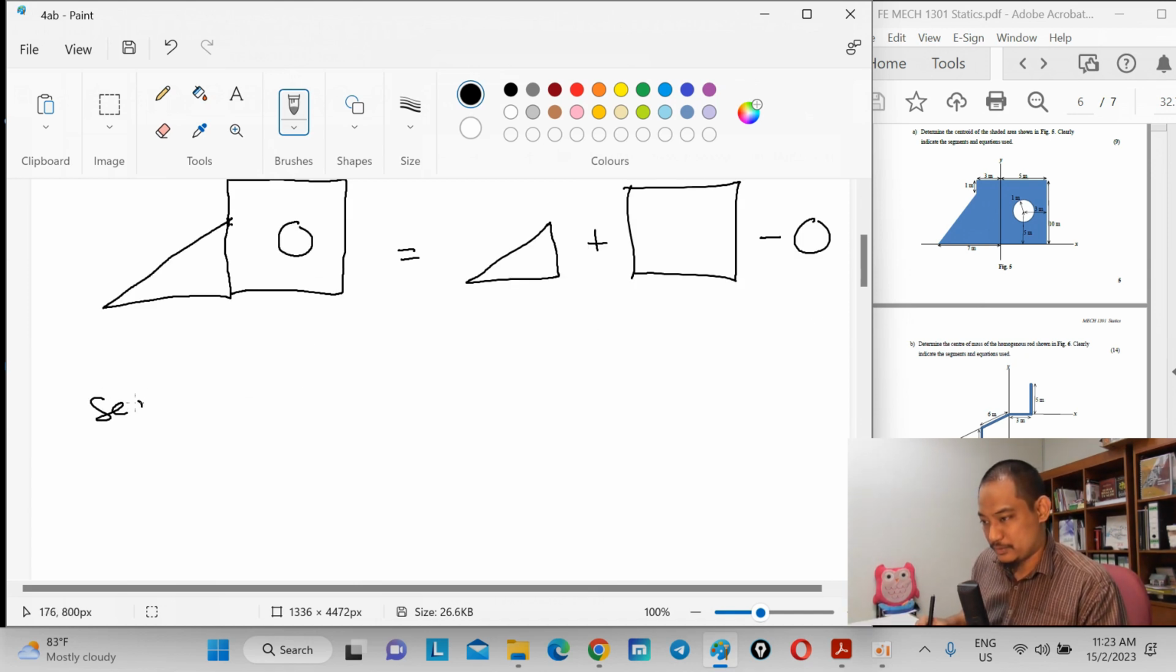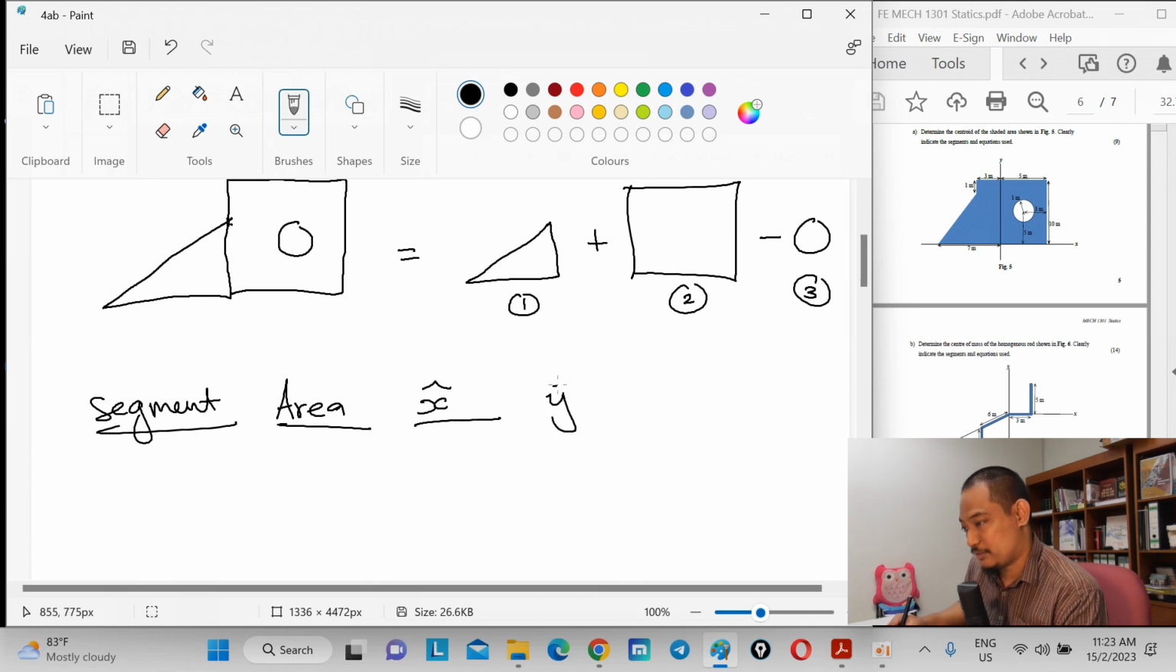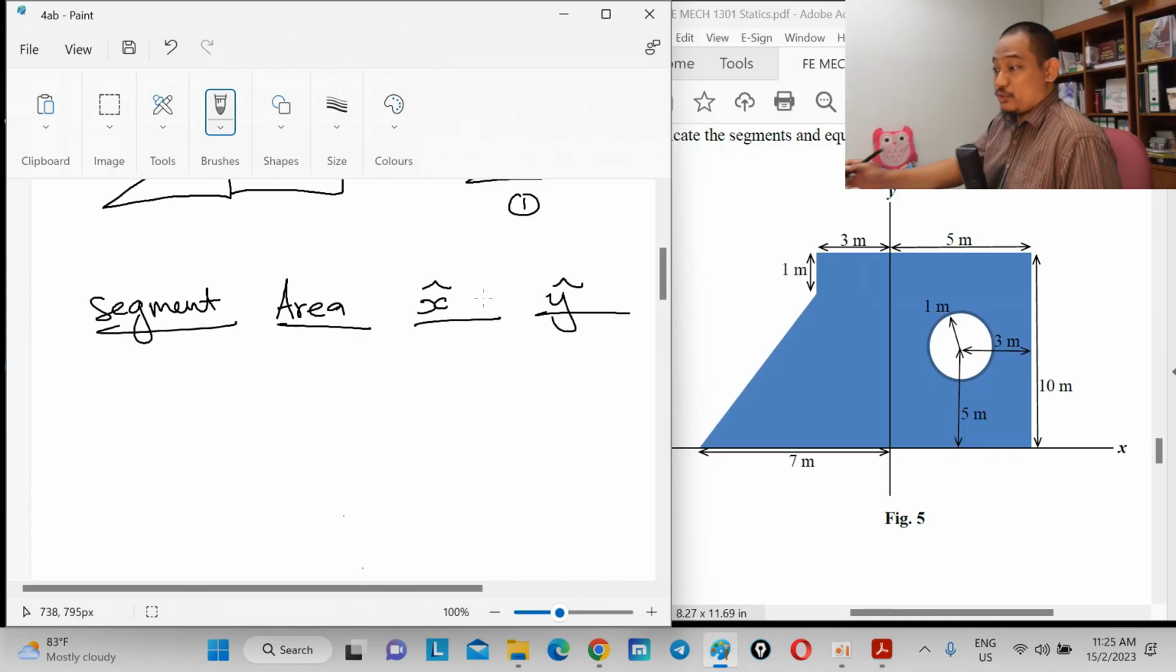That's basically it. So we can do this by using the table, right? So let's say this is segment 1, segment 2, segment 3, right? And then you have the area, and then x with the coordinate of the centroid, y with the coordinate of the centroid, and then xA, yA. Okay, let's go to segment 1. Segment 1 is the triangle.